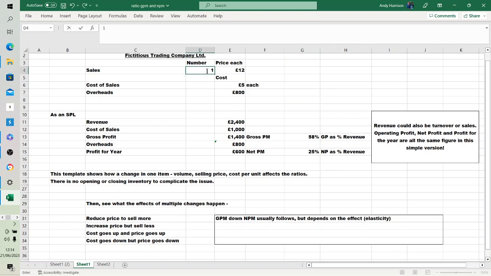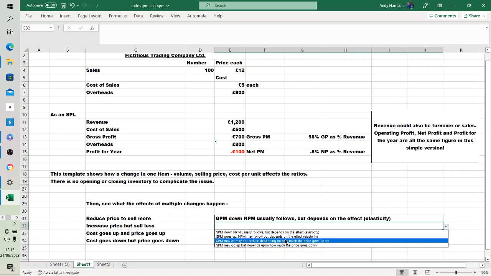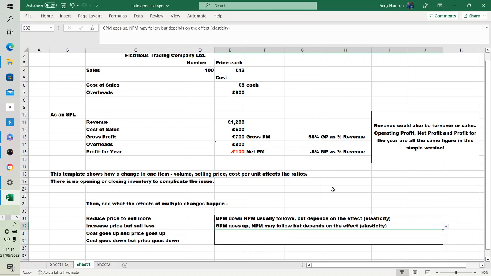Maybe my customers really do not like that price rise. It's very elastic, lots of competitors out there, and we can see the net profit margin dropping massively, but no change because of the volume on the gross profit margin. So we increase the price, the gross profit margin goes up, net profit may follow in proportion, but obviously depends exactly on the elasticity. So highly elastic, it went down. Not very elastic, it followed and still went up. So put that back to where we were.